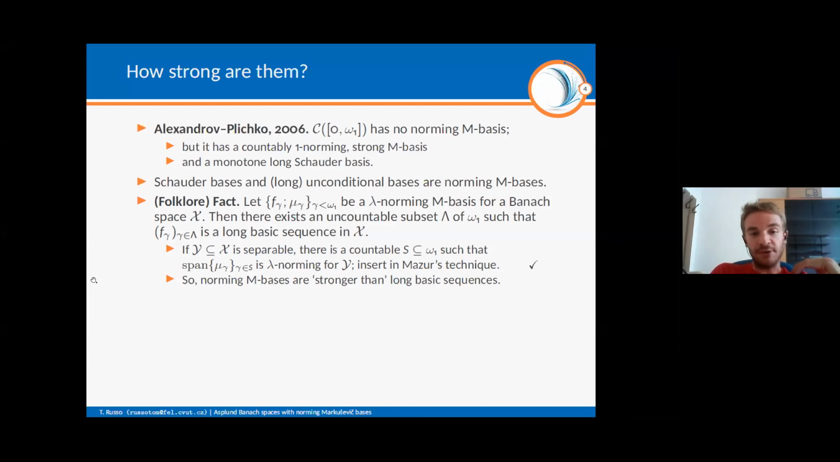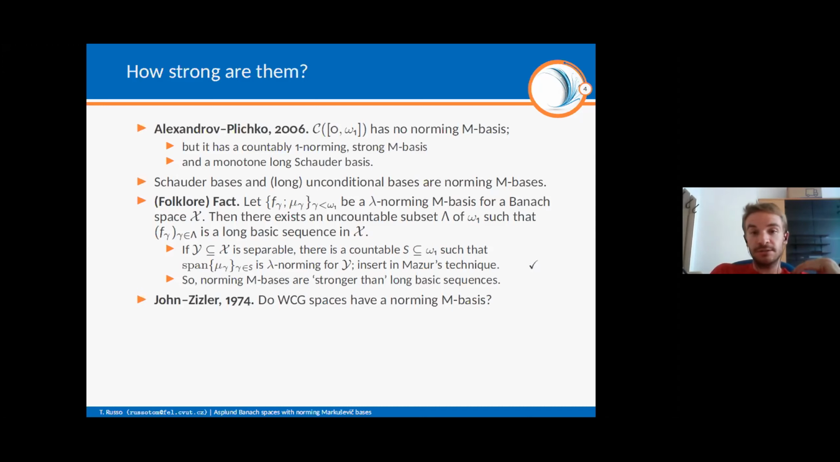So here I wrote this fact that norming bases are in a sense stronger than long basic sequences, and stronger really means strictly stronger because of this example here of C, the continuous functions on 0 omega 1. There is a long basic sequence, but there is no norming basis. So this is a strictly stronger notion.